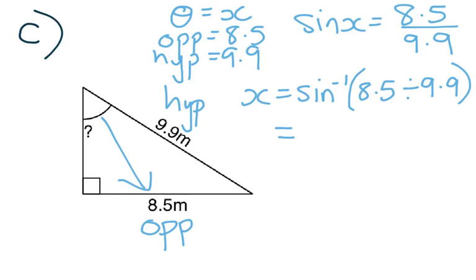which is 59 degrees to the nearest whole number. Now, usually with angles, unless otherwise stated, we round to the nearest whole degree. So it's 59 degrees for that angle here. So this angle here is 59 degrees.